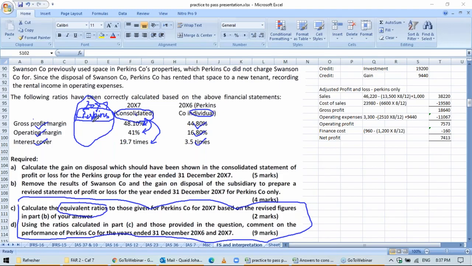So we will calculate. So now we have made the income statement. Now we can easily do it. So we'll be calculating the Perkins ratios now. Okay. So let's do it. Let's calculate the equivalent ratios to those given for the Perkins companies 2007 based on the revised figures. So according to the requirement B, we'll be calculating the Perkins ratios. So let's begin. So gross profit margin, net operating profit margin, and the interest cover. These three are required.